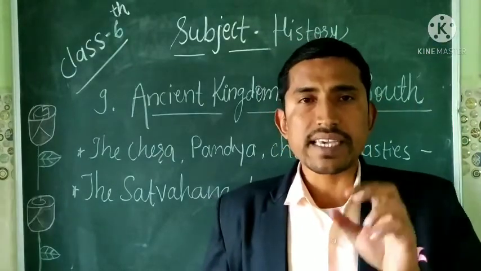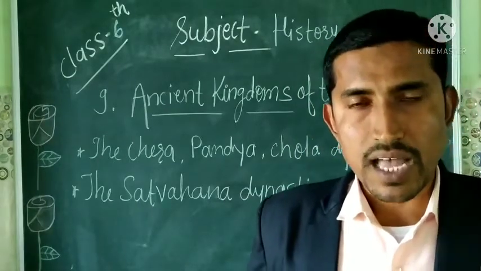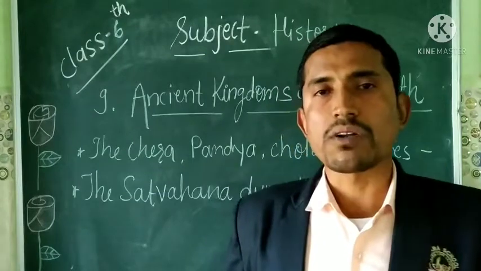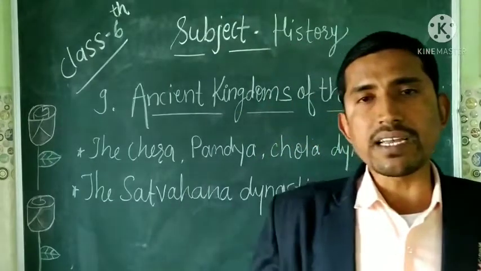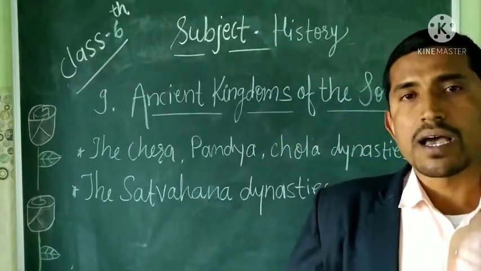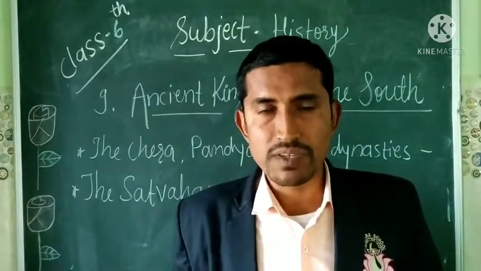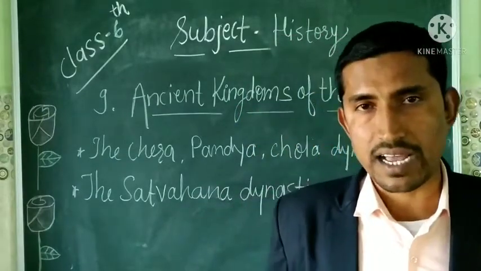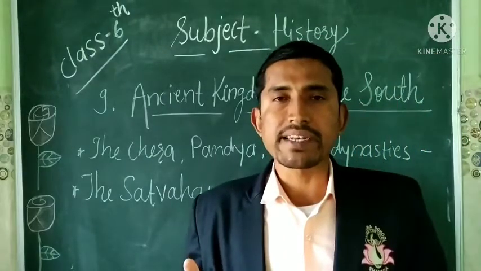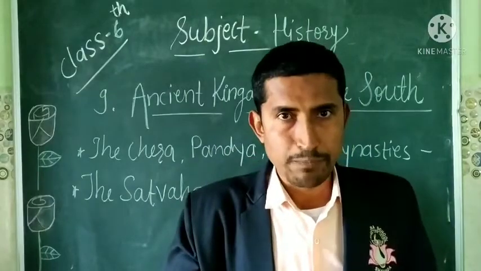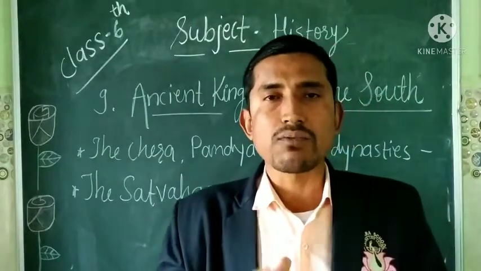First of all, King Simukh. King Simukh was the founder of the Satvahana dynasty. And the capital of the Satvahana kingdom was Pratishthan. Nowadays, Pratishthan is known as Paitan, which is one of the famous cities of Maharashtra. In ancient times Paitan was known as Pratishthan, and this Pratishthan or Paitan was the capital of the Satvahana kingdom.